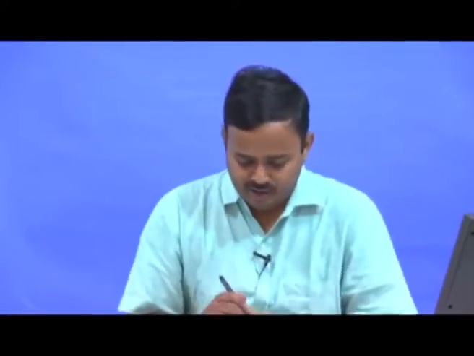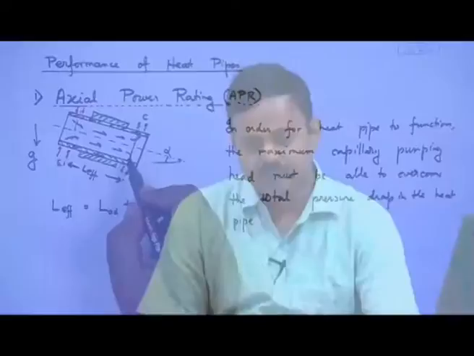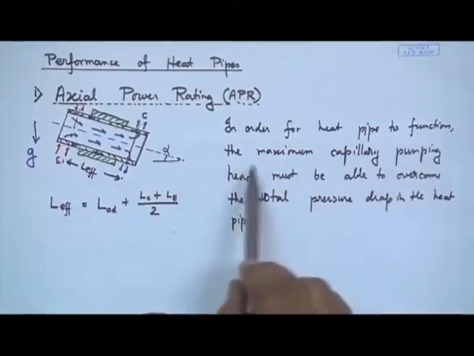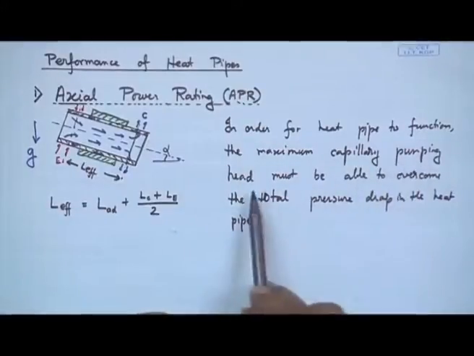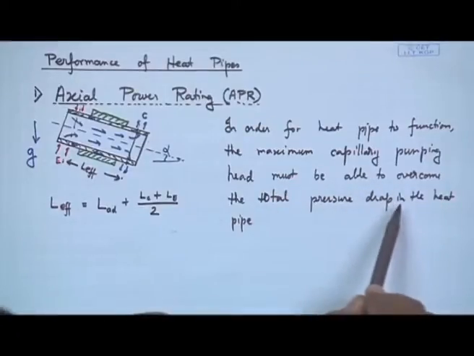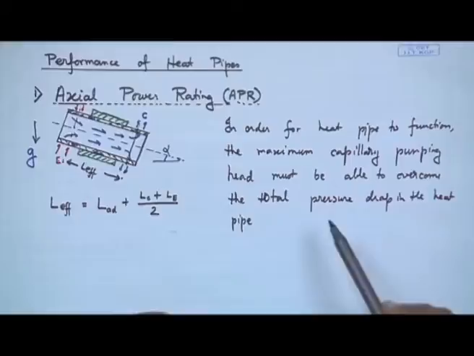If you recall, last time we started to derive an expression for the maximum amount of heat that can be pumped by a heat pipe from its evaporator to the condenser end, and we named it. It is known as axial power rating. So, if you recall, we had drawn this schematic over here, which I am showing, and we said that in order for the heat pipe to function, the maximum capillary pumping head, which is provided by the wick, must be able to overcome the total pressure drop of the fluid as it flows through the heat pipe.